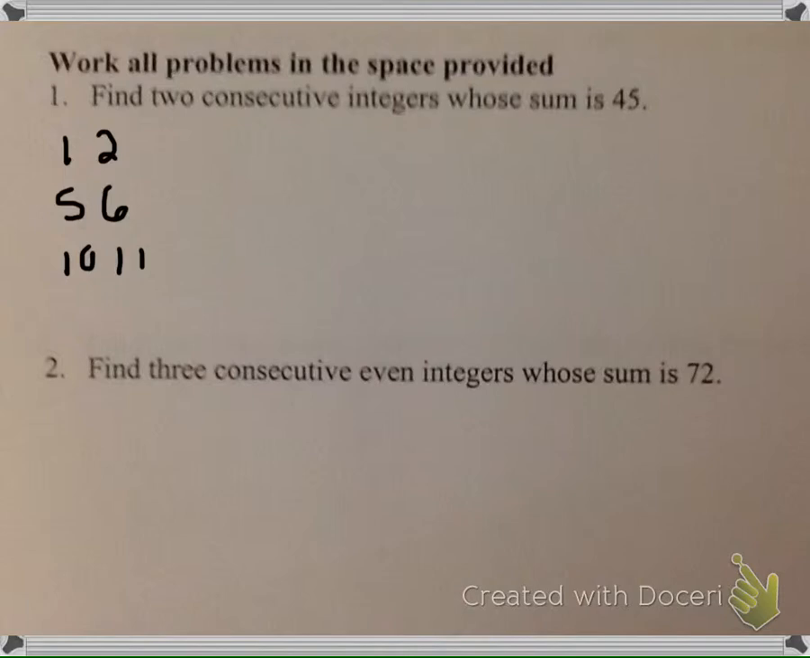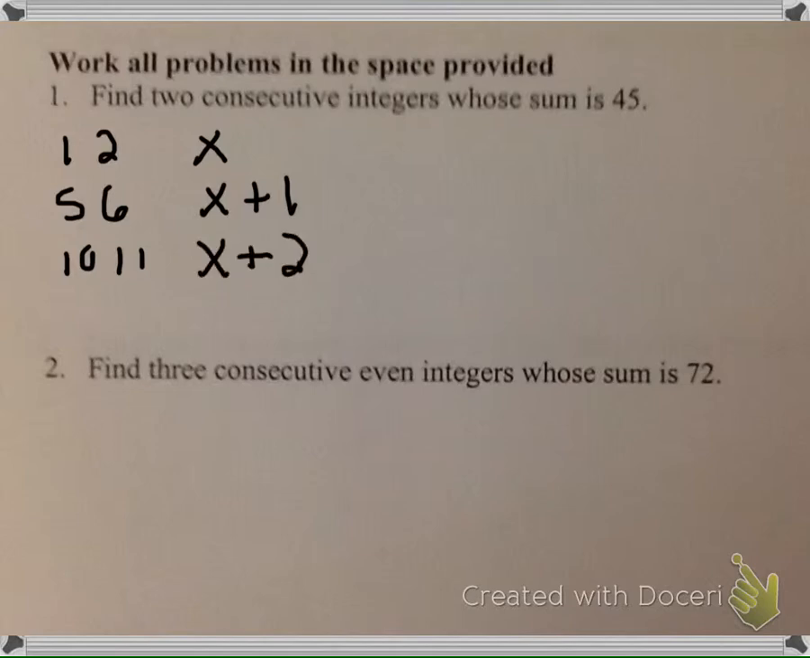So if you think about the number 2, it has a 1 in it, and it's 1 more than that. And 6 has 5 in it, and it's 1 more than that. So consecutive integers are always x and x plus 1. If you had 3 consecutive numbers, the first one is x, the second one is x plus 1, and since the next one would be 2 away from the very first one, it'd be x plus 2.